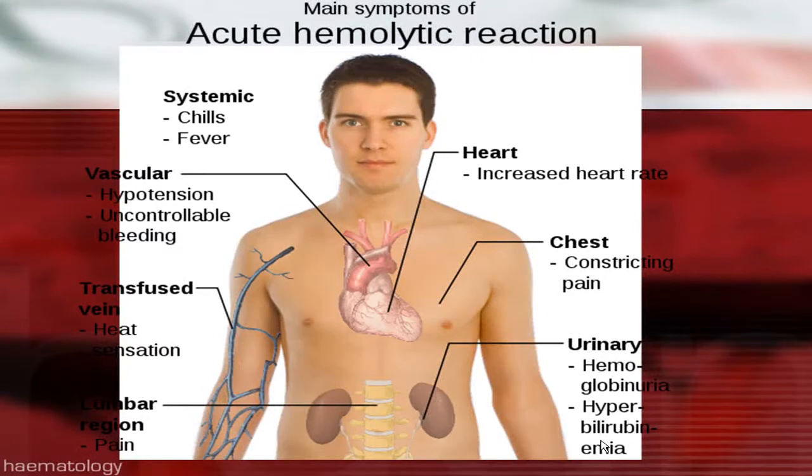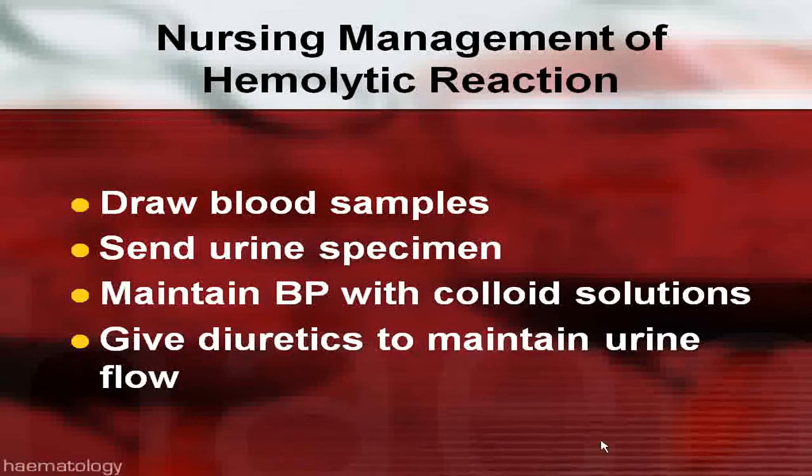That low back pain in the lumbar region is around the kidneys. In the urinary system, you're going to see hemoglobinuria, like we mentioned, and you'll probably have some hyperbilirubinemia. They can get chest pain with all of this going on, as well as the increased heart rate. So hopefully this picture will help you remember hemolytic reaction a little bit more easily.